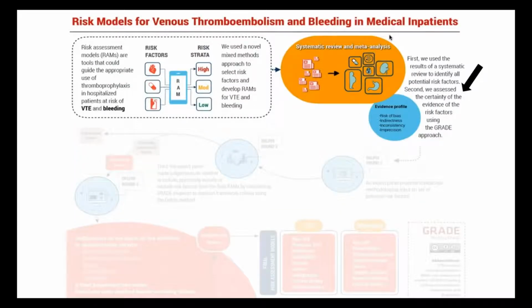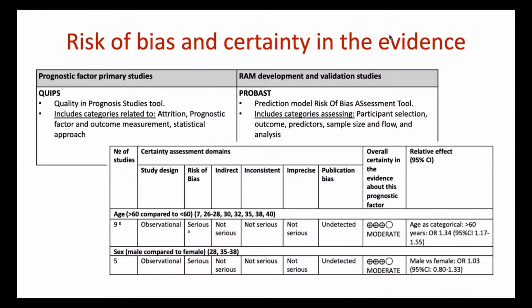As a second step, after identifying all potential risk factors and summarizing the evidence, we assessed the certainty in the evidence using the grading of recommendations, assessment, development, and evaluations approach, otherwise known as the GRADE approach. To do so, we first assessed the risk of bias in individual studies using different tools. We used the Quality in Prognosis Studies tool, or QUIPS, for prognostic factor studies, and we used the Prediction Model Risk of Bias Assessment tool, or PROBAST, for risk assessment model development or validation studies.